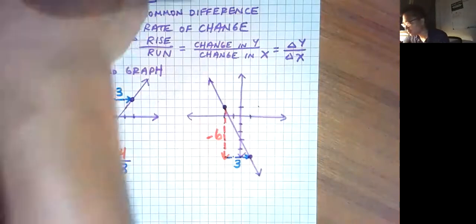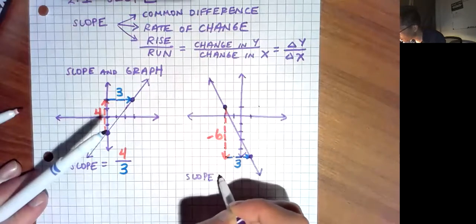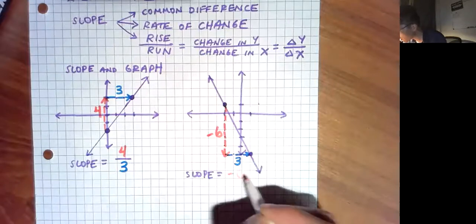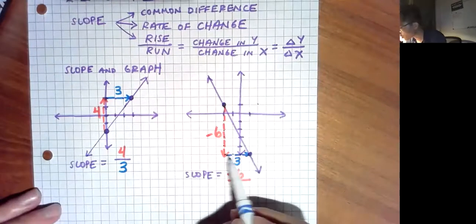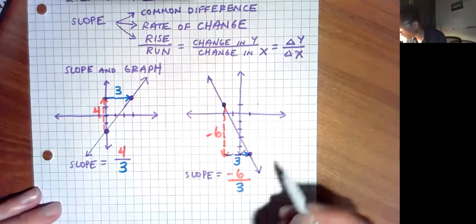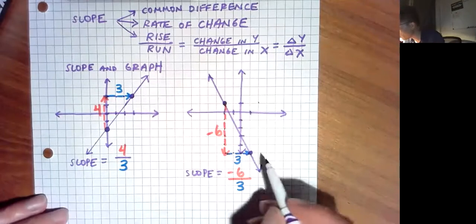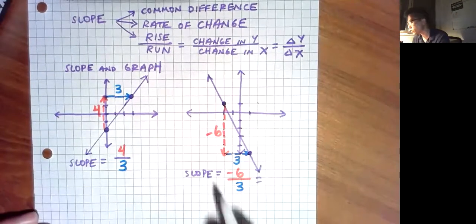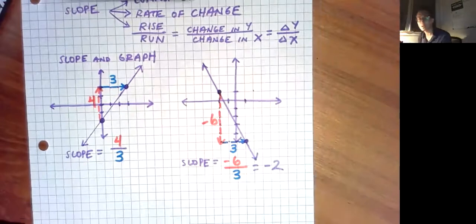So my slope for this line is going to be, the change in y was -6 over the change in x was 3 to the right, so 3. Slope is -6 over 3. This fraction I can simplify. 6 over 3 is 6 divided by 3, which is 2. It stays negative, so my slope is -2 for this line.